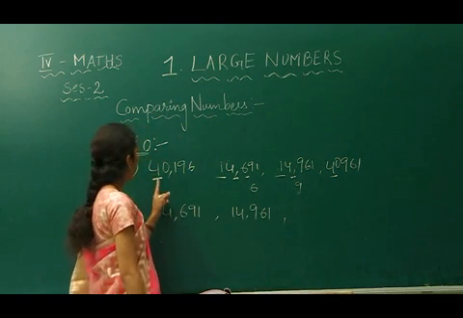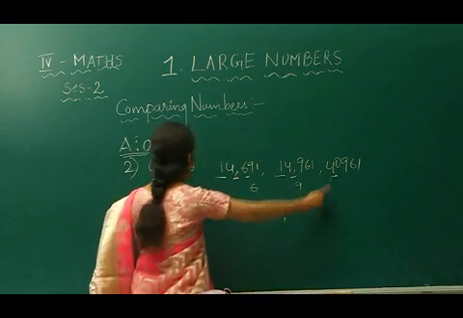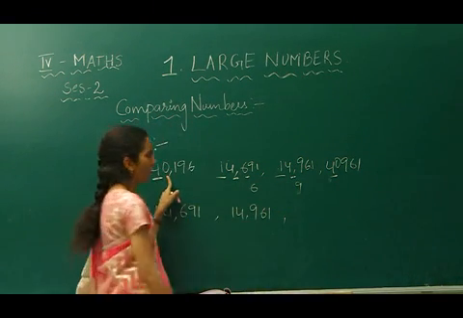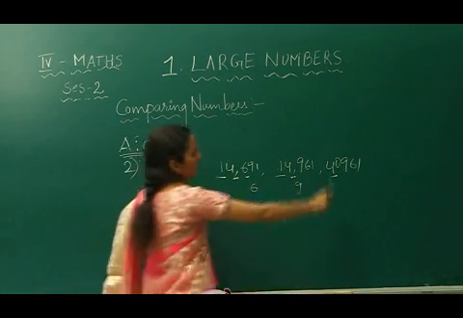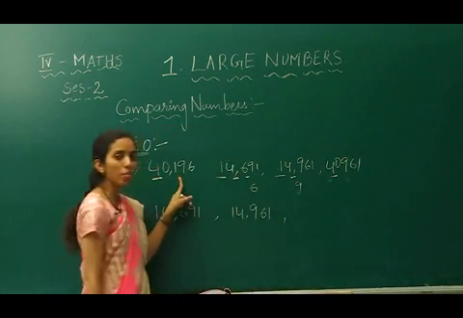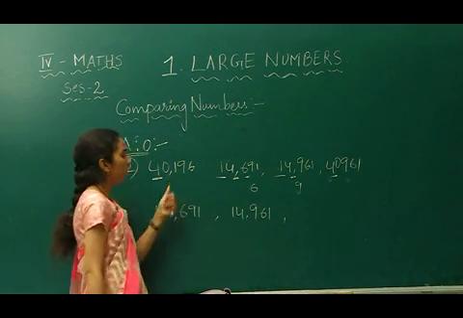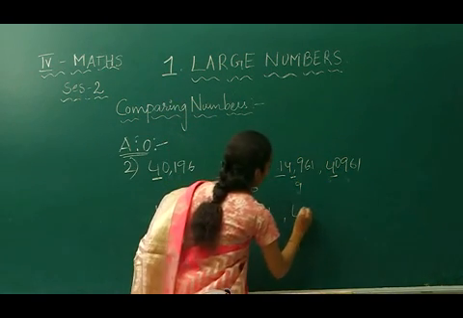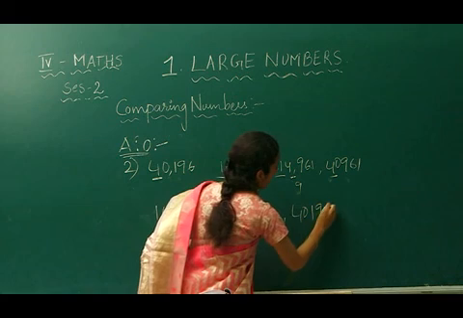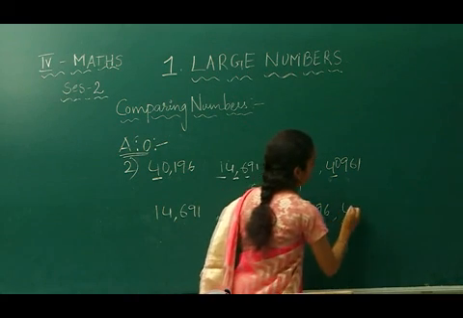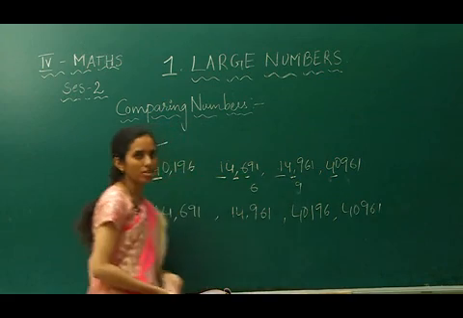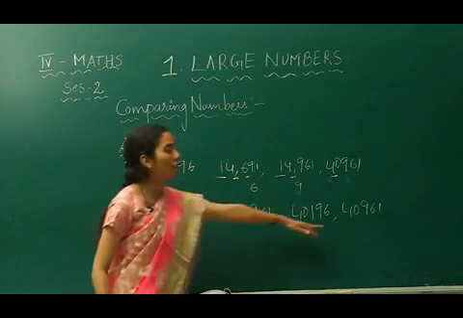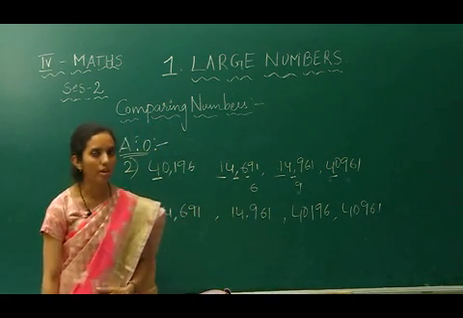And next compare these two numbers. How do you compare? 4 is here and 4 is here. Here in the thousands place it is 0 and here also it is 0. Here it is 1 but here it is 9. So, which number is smaller? This is smaller. So, 40,196 comes next and 40,961 comes next. So, this is the ascending order of the given numbers.